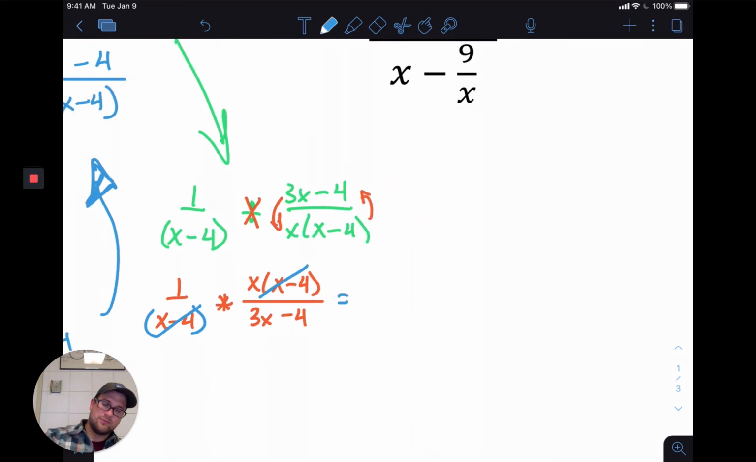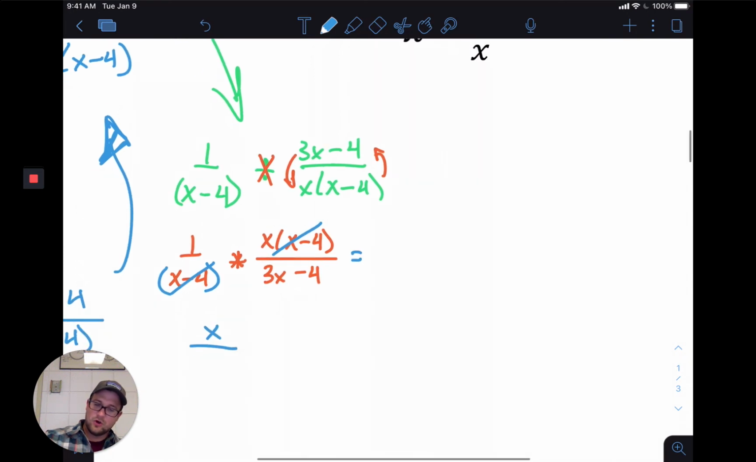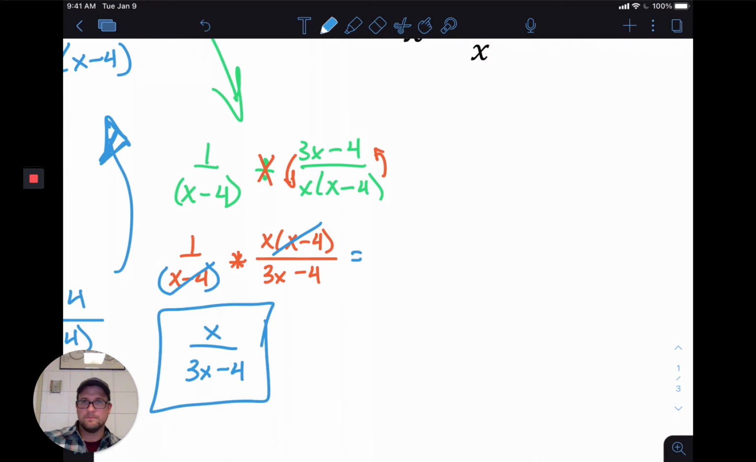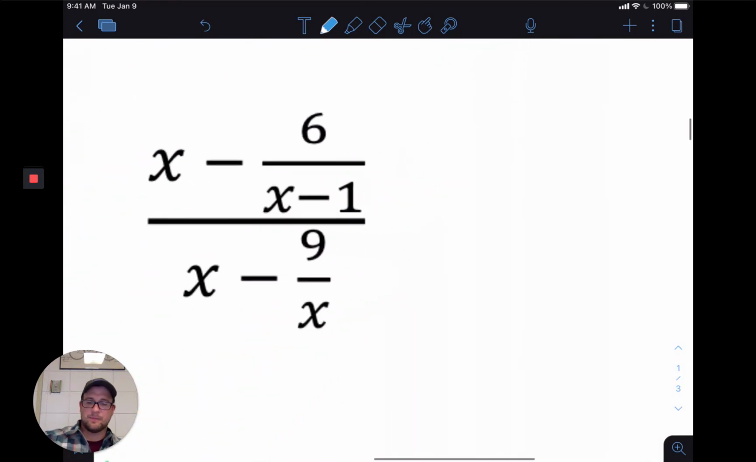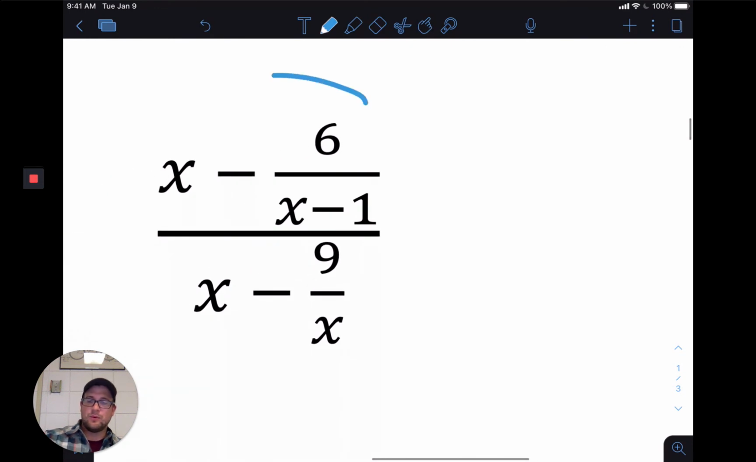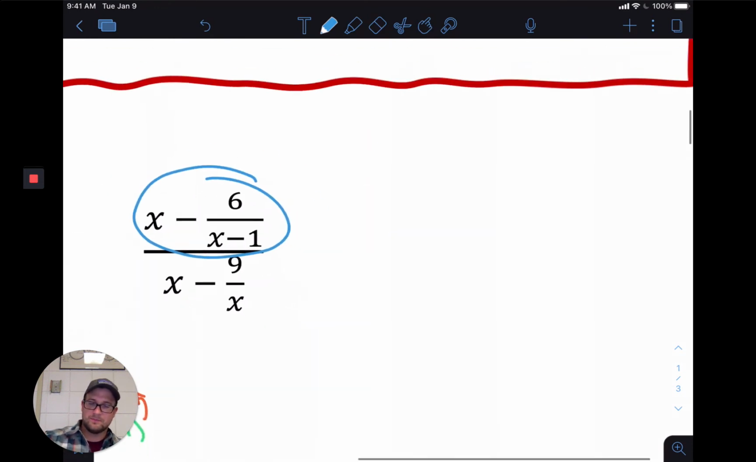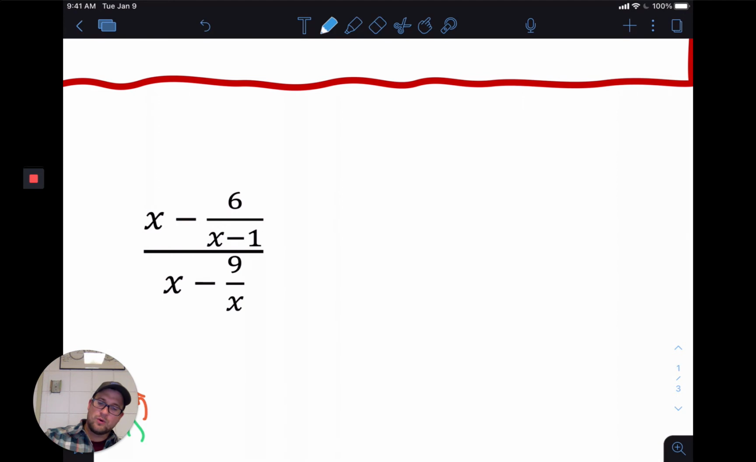And that will leave us with x on top, because that's what 1 times x is, over 3x minus 4. And we're done. Let's take a look at another problem. So now we want to make this into one fraction to start. So to make that into one fraction, let's make it into x over 1 minus 6 times x minus 1.